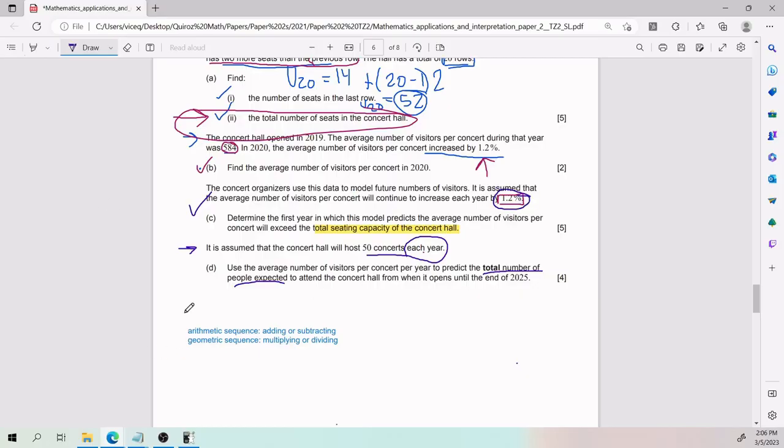Let us remember for part C that we already identified that R is going to be 1.012. That will be useful in a second. Now, because we're talking about a total amount, anytime you see total, you should probably be thinking of sum. Okay? If we're talking about a total amount of things, we're probably adding stuff. We're probably talking about a sum.